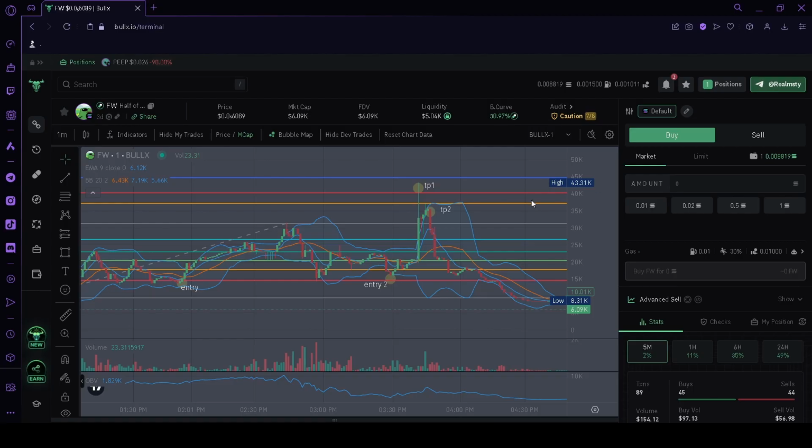So the next is volume. Volume is a power behind price moves. Volume tells you how much of an asset has been traded during a specific time period. It's one of the most important factors in trading meme coins, as it confirms the strength of price movements.